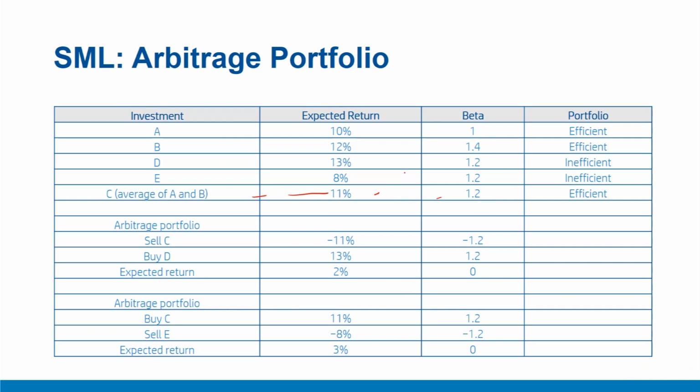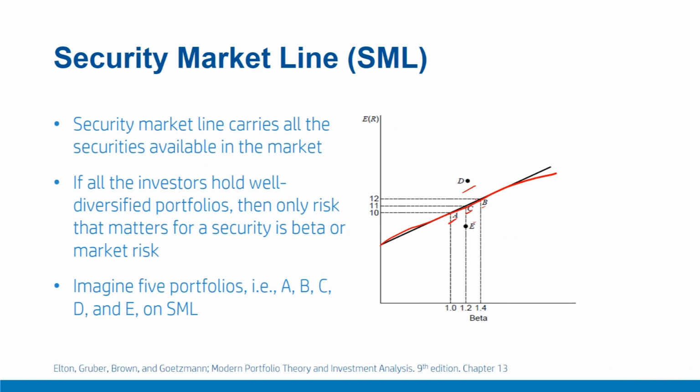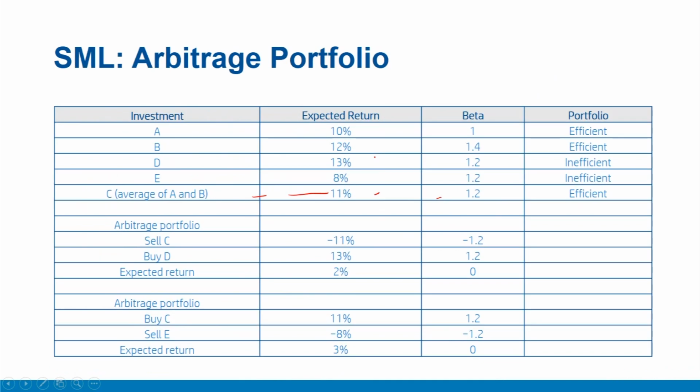It appears that portfolio D and E are slightly anomalous. This should also be clear by this diagram here, that D and E are slightly anomalous because they do not fall on the SML. We'll have more to say about this now. Notice the risk of D and E. Both of them have beta of 1.2, same as C, which is the average of A and B, but their expected return is not aligned to their beta as per the SML.